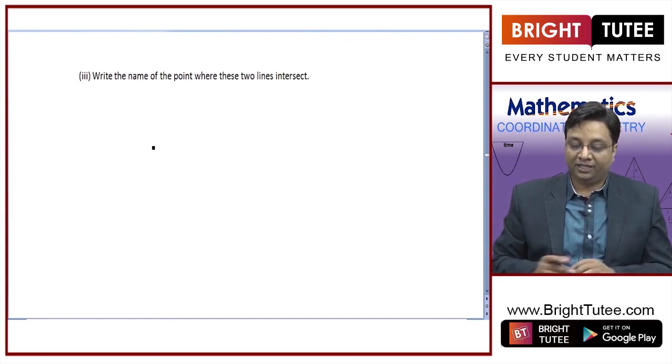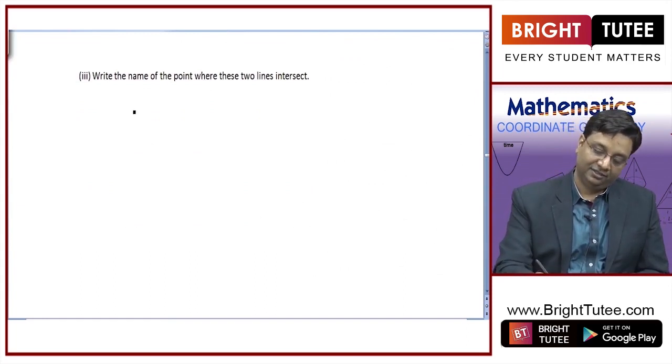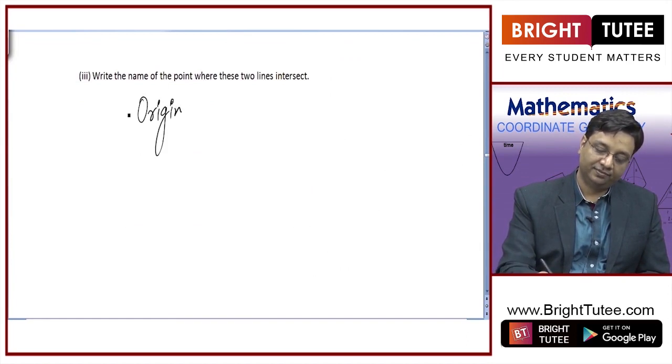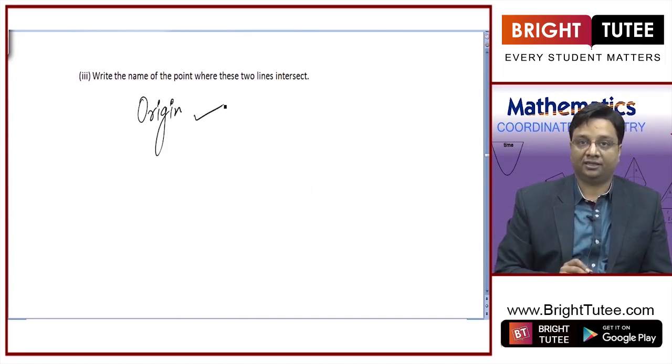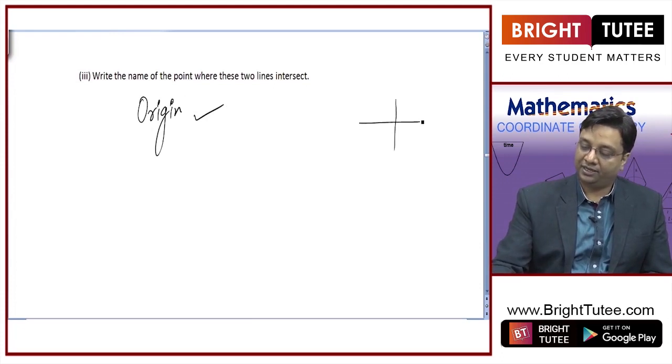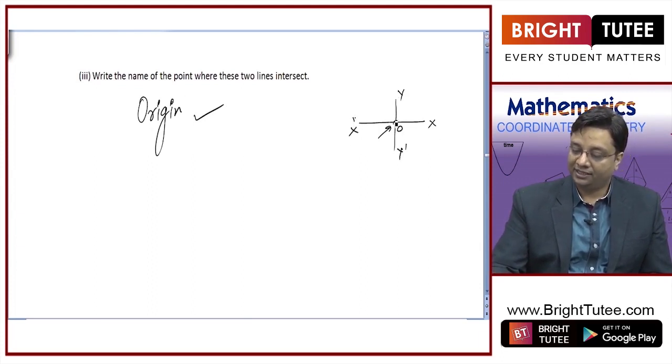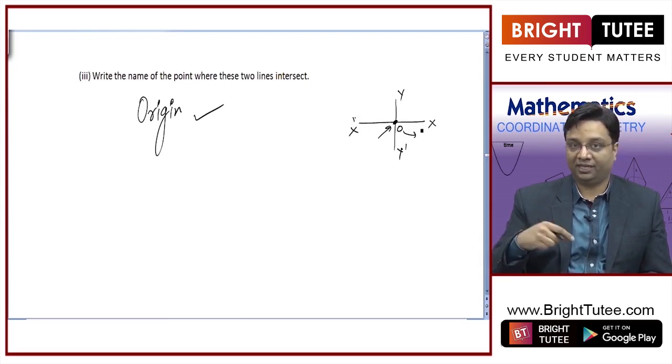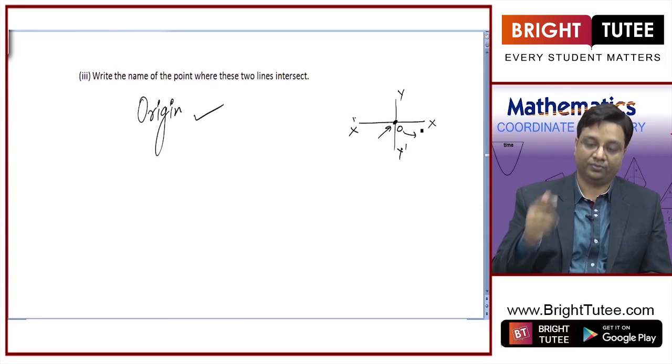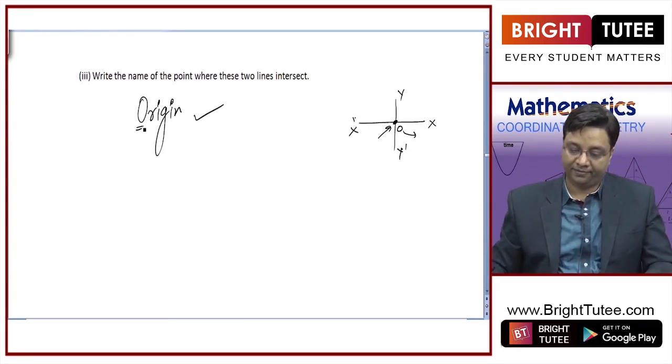Write the name of the point where these two lines intersect. We know the name of this point is origin. Okay. So, this is our answer. The lines x-axis and y-axis intersect at this point. If this is the x-axis, X, O, X dash, and this is Y, O, Y dash, the y-axis, these intersect at this point O, and this point O is known as origin. That is why we are denoting it by O, origin.